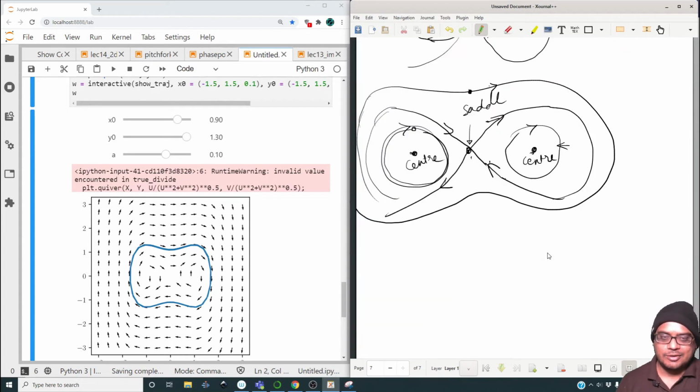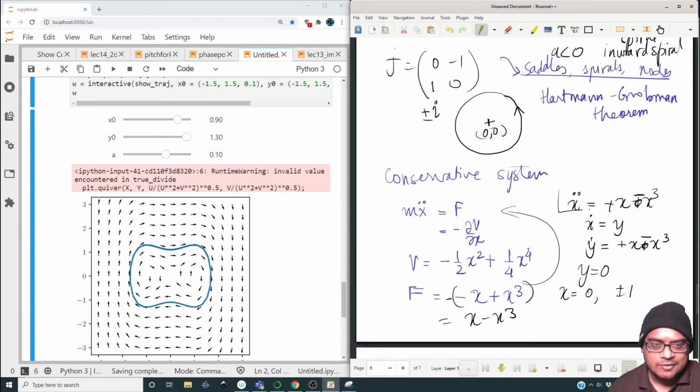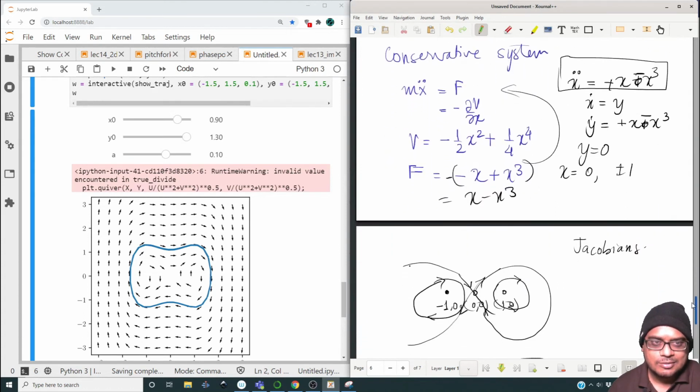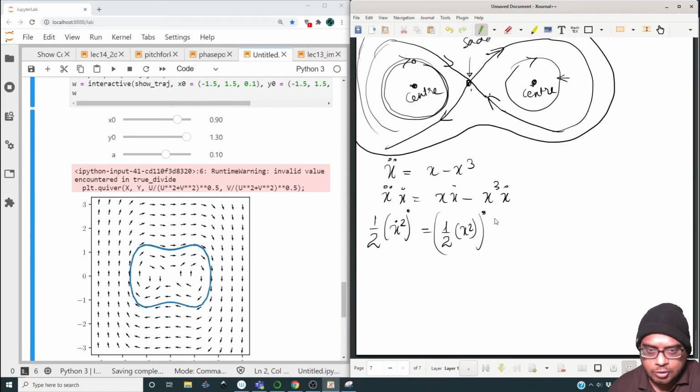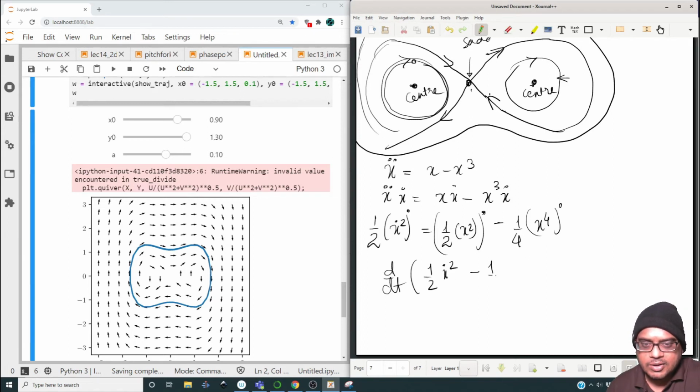So what really is going on? Such kinds of systems are called conservative systems for a good reason. This particular equation that we have, x double dot is equal to x minus x cube. Let us multiply this entire thing by x dot. x double dot x dot is equal to x x dot minus x cube x dot. So now this is half of x dot square, dot. This is going to be half of x square, dot, and this is going to be minus 1 by 4 x to the power 4, dot. Okay, so this implies d/dt of half x dot square minus half x square plus 1/4 x to the power 4 is equal to 0.